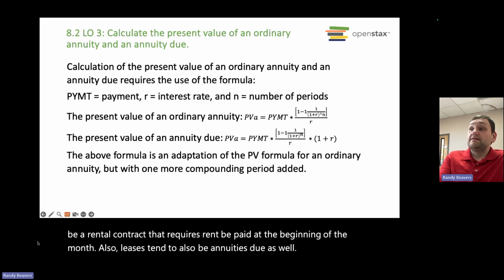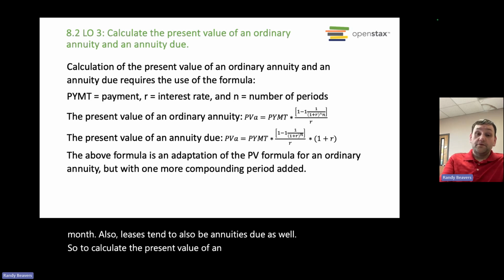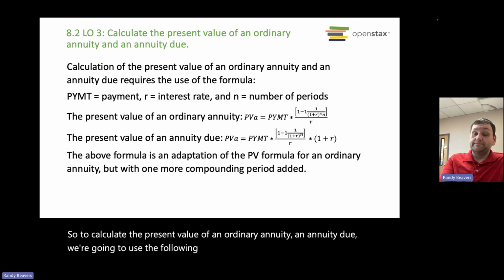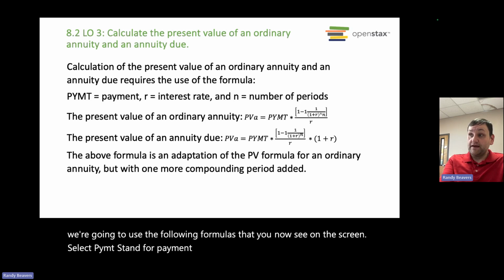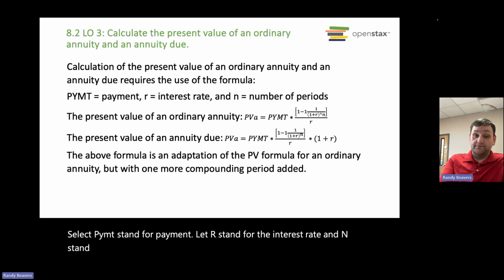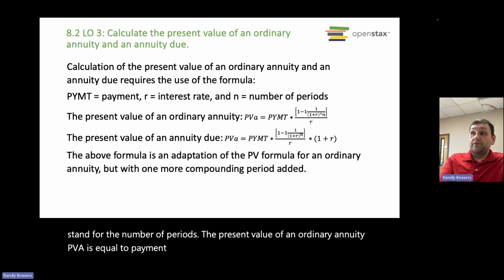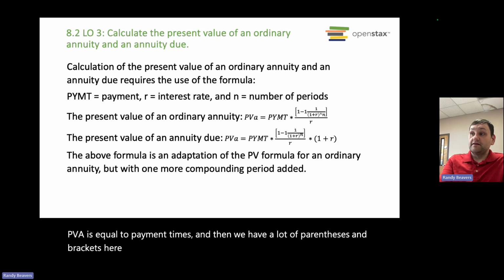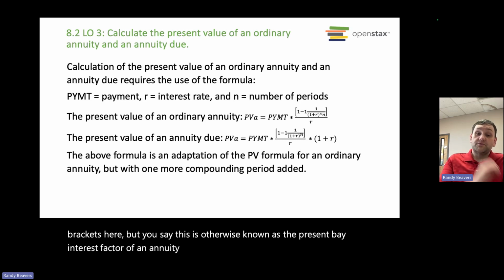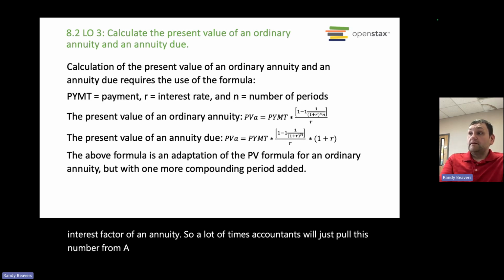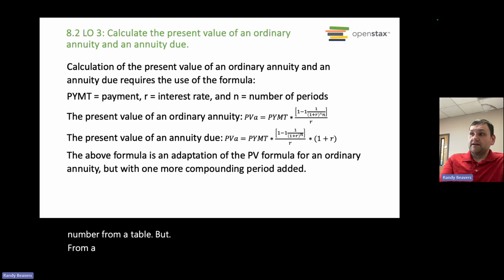So to calculate the present value of an ordinary annuity and annuity due, we're going to use the following formulas that you now see on the screen. So let PYMT stand for payment, let R stand for the interest rate, and N stand for the number of periods. The present value of an ordinary annuity, PVA, is equal to payment times, and then we have a lot of parentheses and brackets here, but this is otherwise known as the present value interest factor of an annuity. So a lot of times accountants will just pull this number from a table, but from a business or finance perspective, you can actually calculate it.